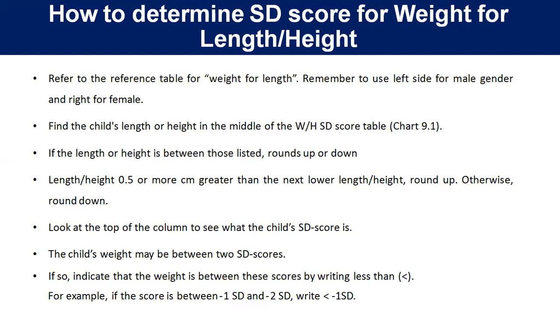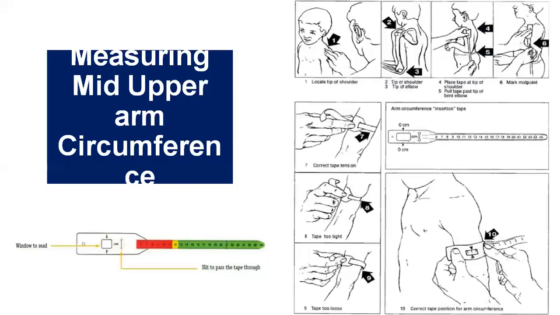We can also use the WHO charts where there are various curves relating to the standard deviation score. We can plot the height and the weight of the child in that chart, and also find the nutritional status. Next, coming to measuring the mid upper arm circumference. For measuring the mid upper arm circumference, we have this color coded tape, which is called the Shakir's tape.